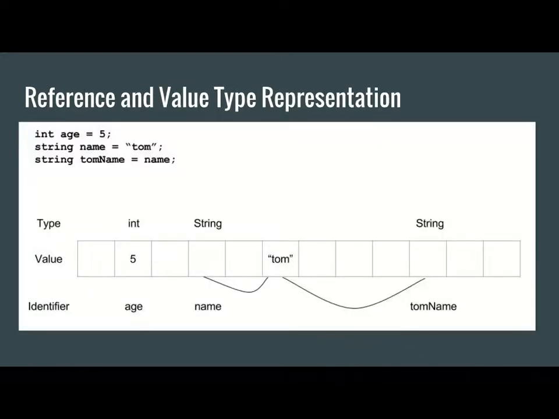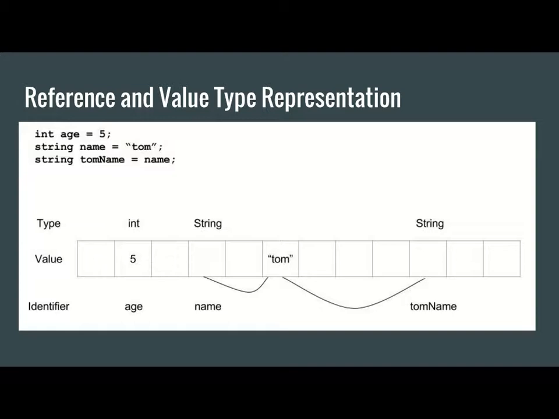So how do the reference type and value type look in the memory? For these 3 lines of code, I declare int, give a variable name age, and assign 5 to it. What it does is, in the memory, which are these boxes, it specifies the type and its identifier, and binds this 5 to them. So 5 is bound to age.